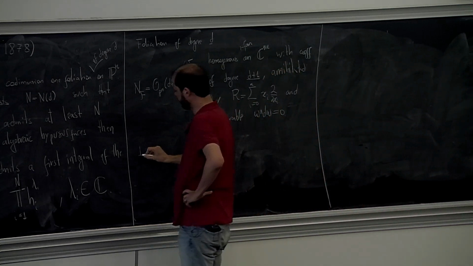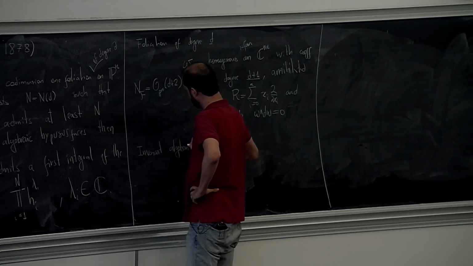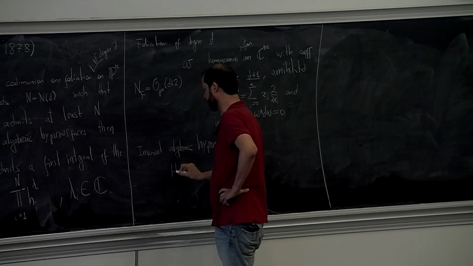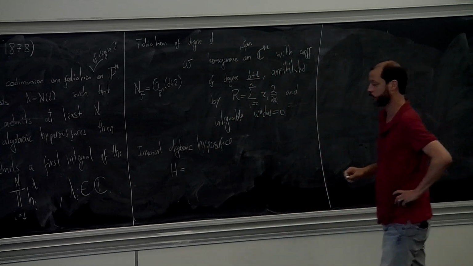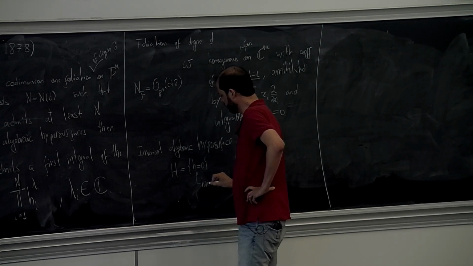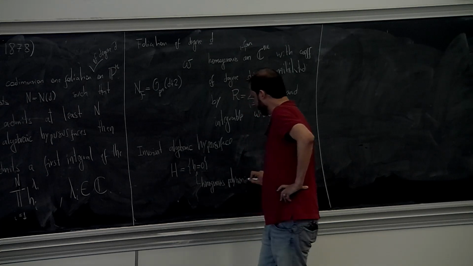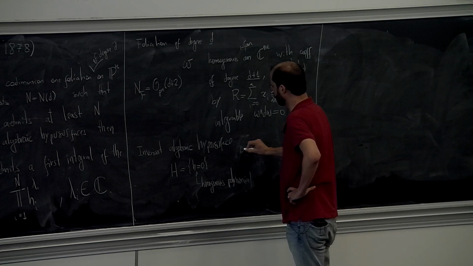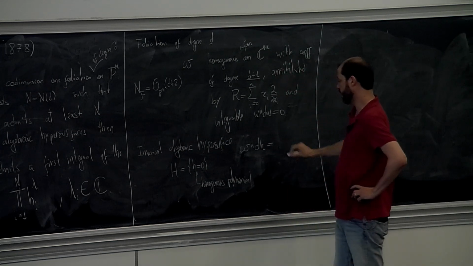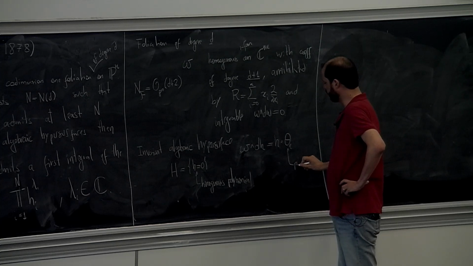An invariant hypersurface is a hypersurface H, and since it's a hypersurface of a projective space, it's defined by H equals 0, a homogeneous polynomial. So this is just for hypersurface, and it's invariant if and only if omega wedge dH is equal to H times theta. Call it theta H. This will be a polynomial two form.